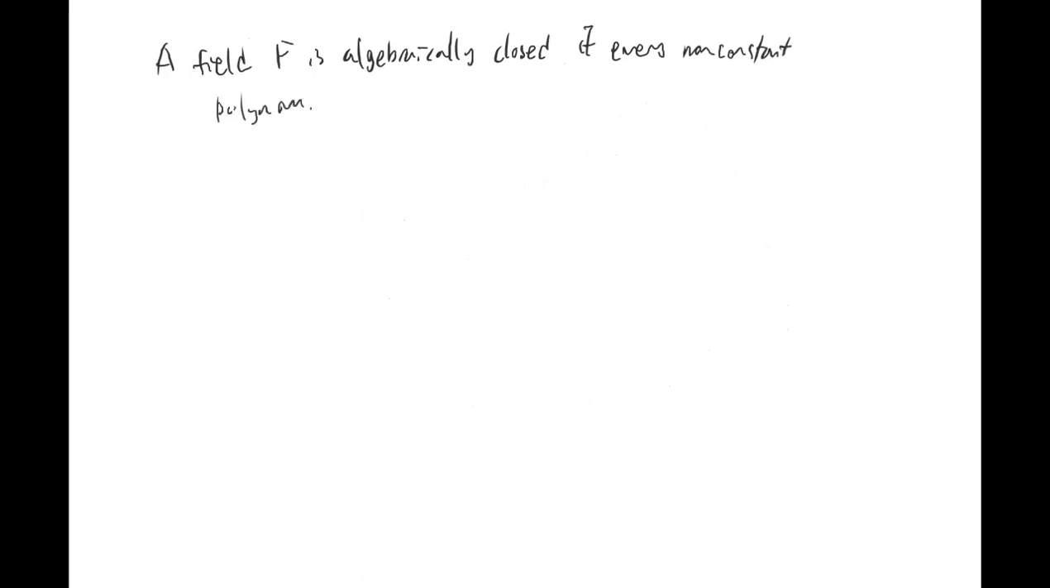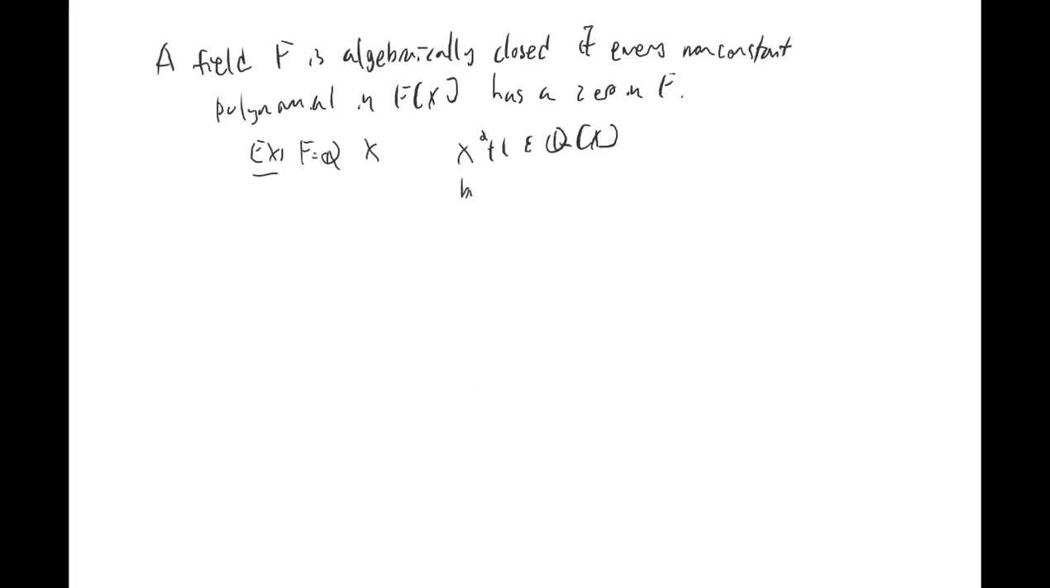So let's define algebraically closed. A field F is algebraically closed if every non-constant polynomial in F of x has a zero in F. An example of a non-algebraically closed field is F equals Q. Because x squared plus 1 is in Q of x, but has no roots and no zero in Q.